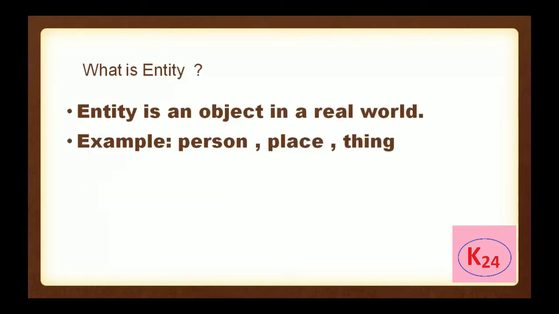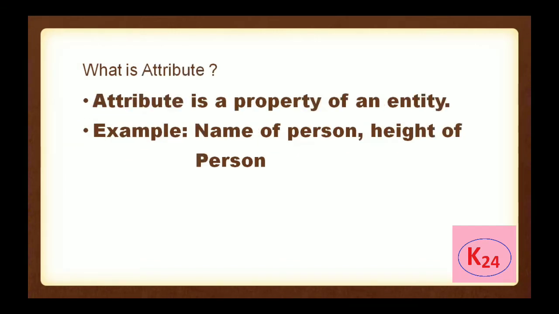An entity is an object in the real world. For example, any person, place, things, animal, birds, etc. So this is entity. Next is, what is attribute? An attribute is a property or characteristic of an entity. For example, for a person, the attributes can be name, height, age, phone number, address, etc.